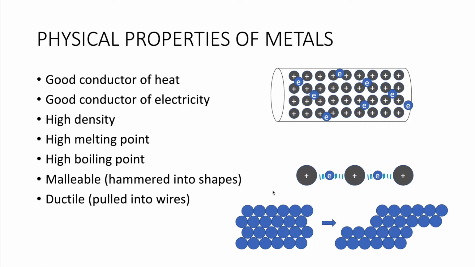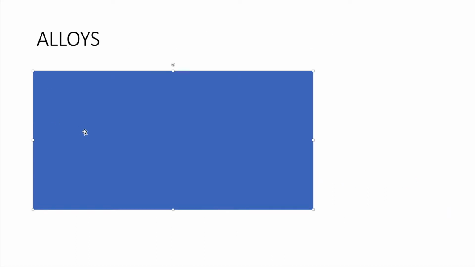And because they are stacked in layers, they are malleable and ductile. Malleable means they are able to be hit into different shapes, and ductile being able to be pulled into wires. And as a result, being malleable and ductile, they are not commonly used for applications in the industries because pure metals are soft and they can corrode. Therefore, for application purposes, alloys are used.